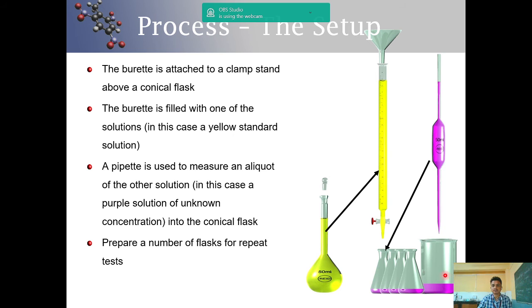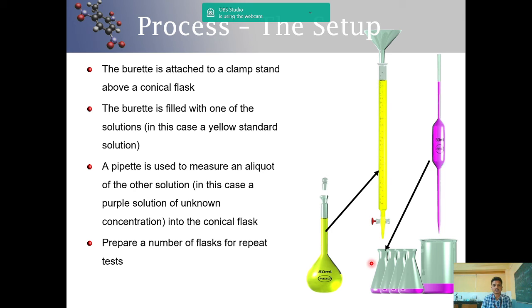You have to perform the exact and precise volumetric analysis. You have to make a number of flasks for a repeat test: first test, second test, third test, fourth test. After the fourth and fifth test, you will get the accurate and precise result of your volumetric analysis. This is the actual process of volumetric analysis.